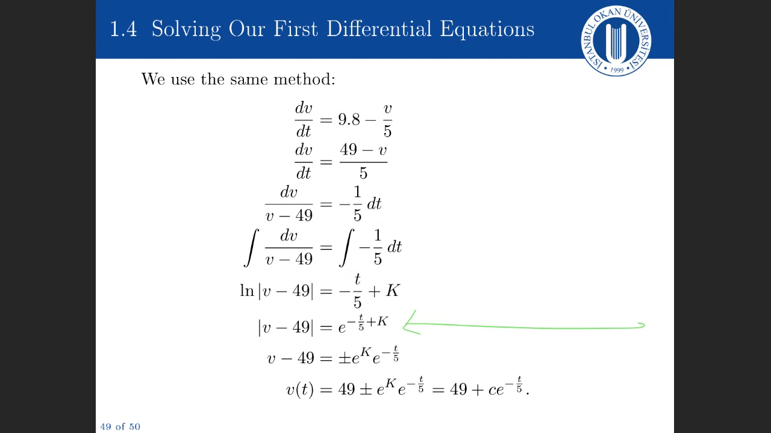Take the exponential of both sides. And then instead of writing absolute value, we can add in a plus or minus. So far I've got v minus 49 is equal to plus or minus e to the power k, e to the power minus t over 5. Take the 49 over to the right side. V must be 49 plus or minus e to the power k, e to the power minus t over 5. Let's do the same trick as we did before. Instead of this complicated looking plus or minus e to the power k, let's just call this c. So v is 49 plus c e to the power minus t over 5.